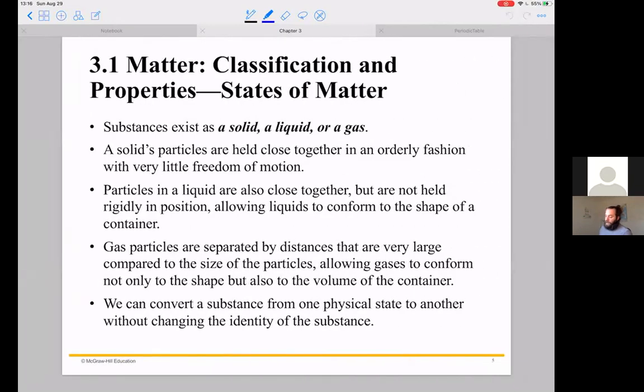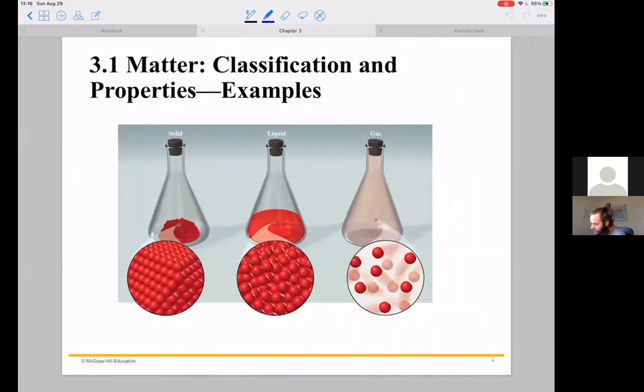Another classification of matter that we have is a substance. All substances could exist as either solids, liquids, or gases, right? So we have an intuitive understanding of this, but let's talk a little bit about it as well. A solid is of course something, like your cell phone's a solid, something that you could hold very easily. It keeps its shape, right?